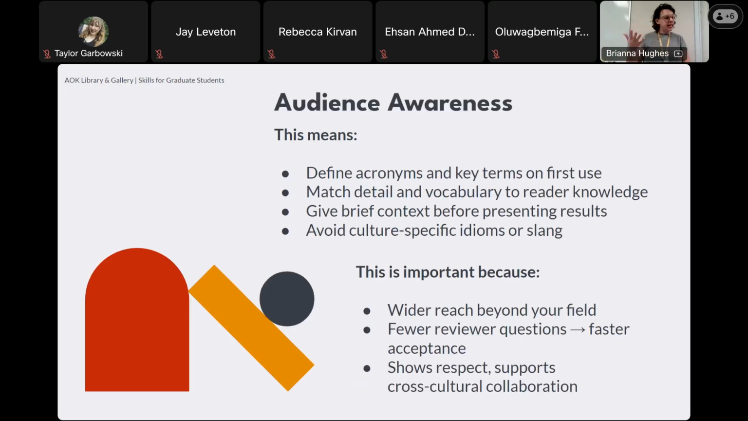And then finally, the sixth thing I like to think about when I'm thinking about technical writing is audience awareness. So being cognizant of who is going to be reading your piece of writing. You don't always know, but when you do, making sure that you're keeping that in mind. We're going to dive into this a little bit more later on, but just briefly, this means doing things like defining acronyms and key terms the first time you use them, not leaving it for the reader to guess what that might mean. Making sure that you are calibrating your detail and vocabulary to the reader's level of understanding.